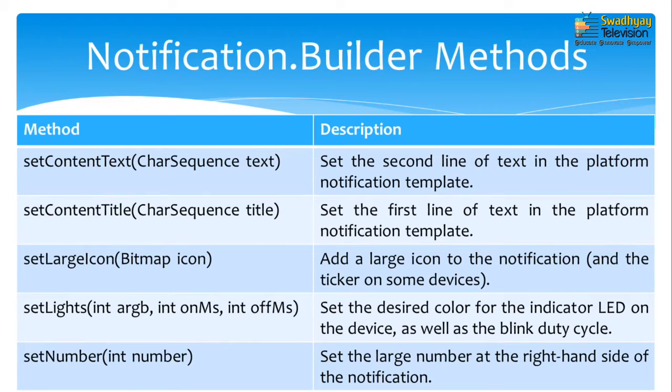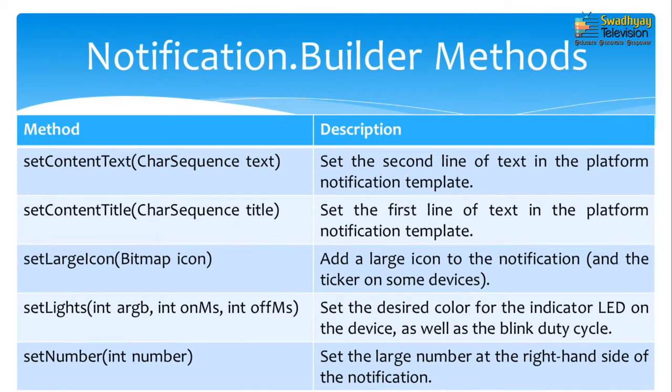Then we have the setLights method available for specifying blinking of lighting. The first argument is the color of the light, the second specifies how much time your light should be on in milliseconds, and the third argument specifies how much time your light should be off in milliseconds. So, it sets the desired color for the indicator LED on the device as well as the blink duty cycle. That means, this much time your light is on and this much time your light is off. So, it repeats until you accept the notification.